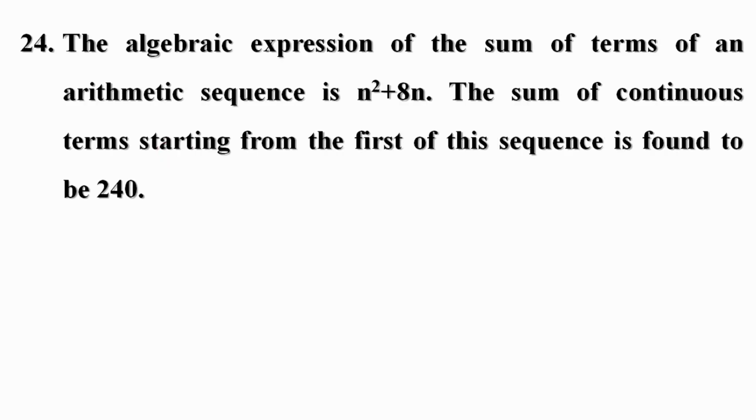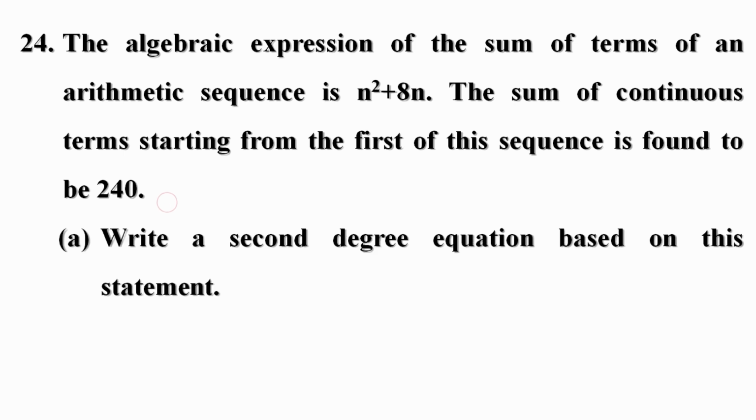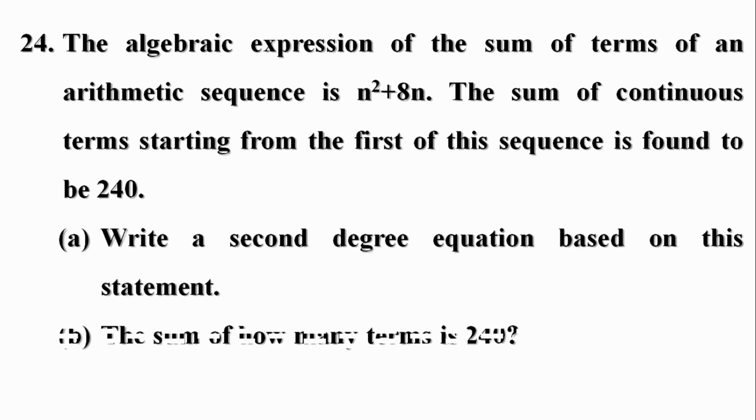24th question. The algebraic expression of the sum of terms of an arithmetic sequence is n square plus 8n. The sum of continuous terms starting from the first of the sequence is found to be 240. Write a second degree equation based on this statement. The sum of how many terms is 240? Let sum of n terms be 240. Then we can say n square plus 8n equal to 240.